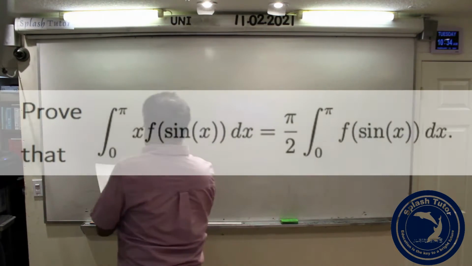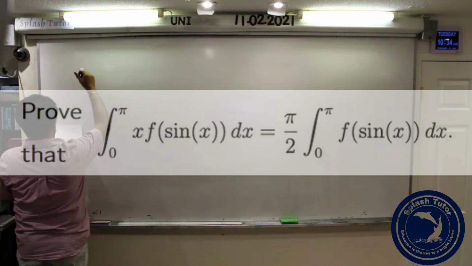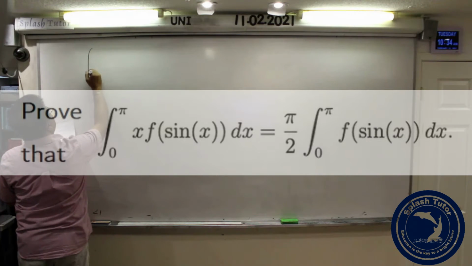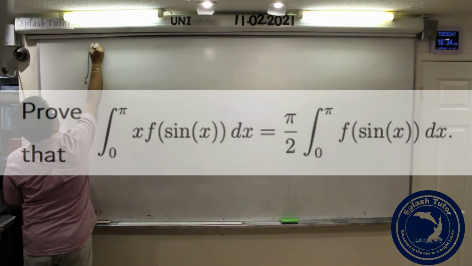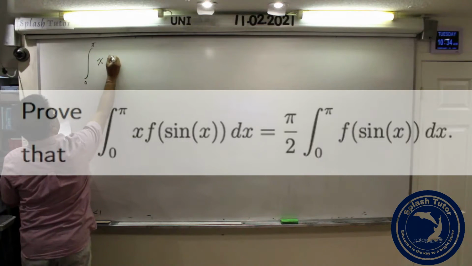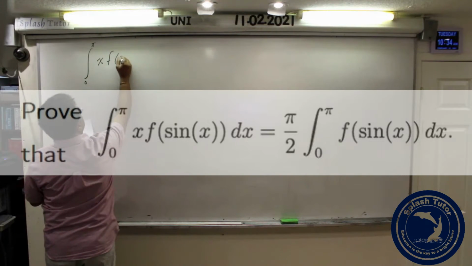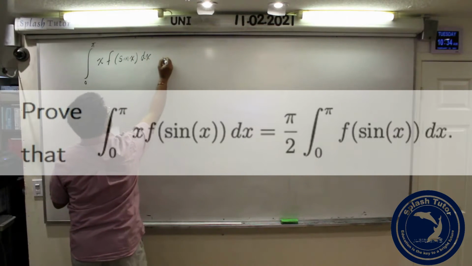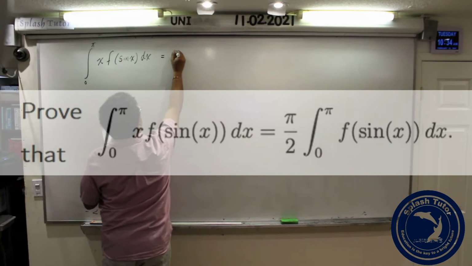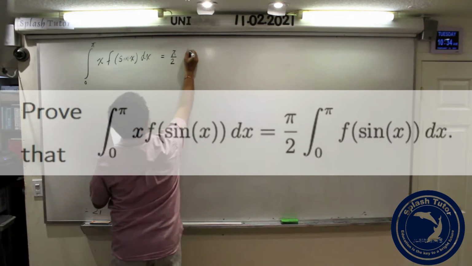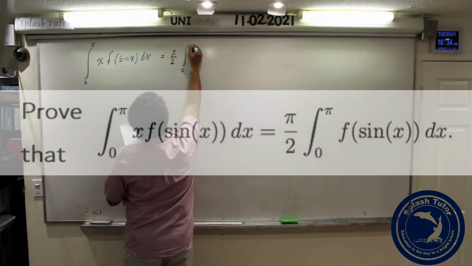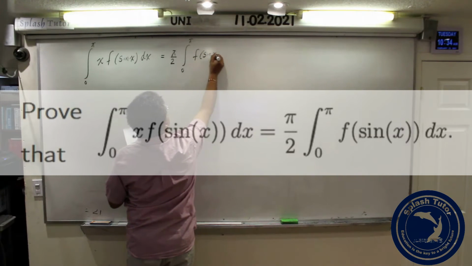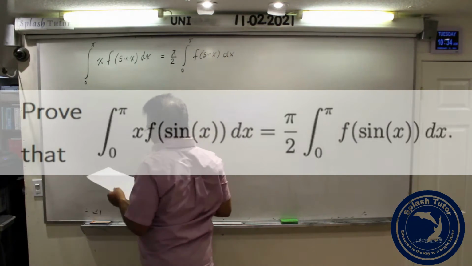Okay, the question is this. It's a continuous function: the integral from 0 to pi of x f(sine x) dx equals pi by 2 times the integral from 0 to pi of f(sine x) dx. That's what we have to prove, right?